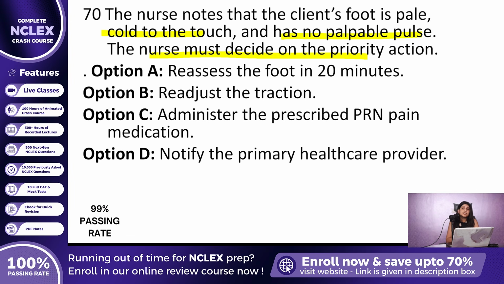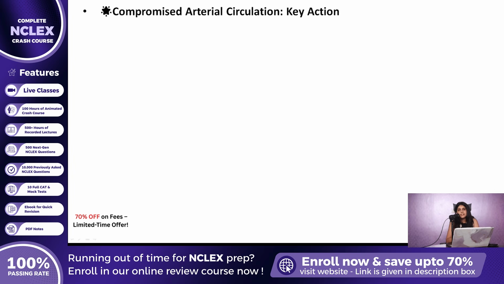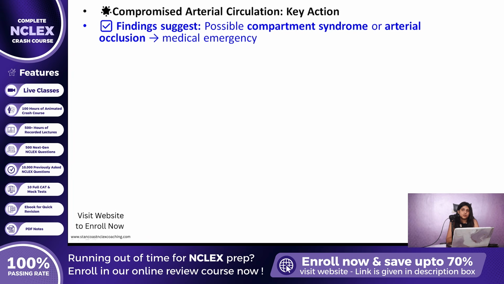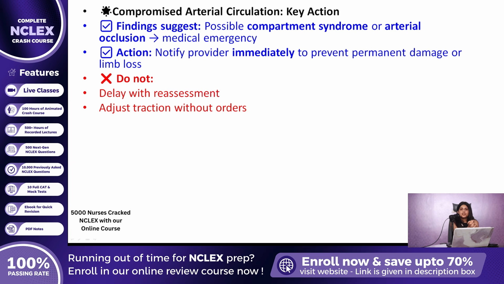The explanation is that these findings indicate compromised arterial circulation and suggest a possible medical emergency, such as compartment syndrome or arterial occlusion. Immediate provider notification is essential to prevent permanent damage or loss of the limb. Reassessment in 20 minutes would delay critical intervention. The nurse should not adjust skeletal traction without orders, and giving pain medication would mask symptoms without addressing the cause.